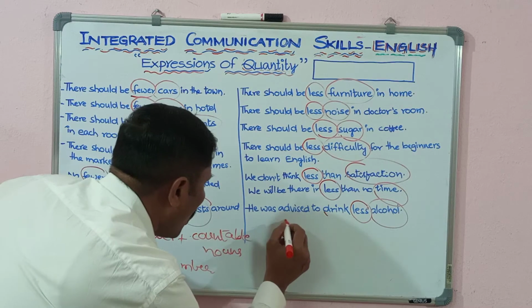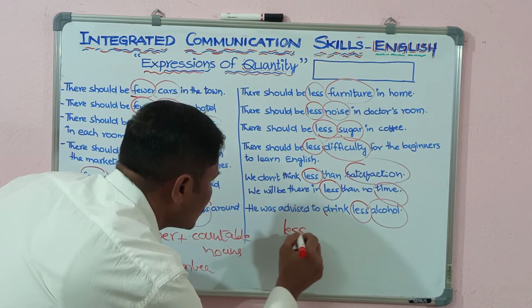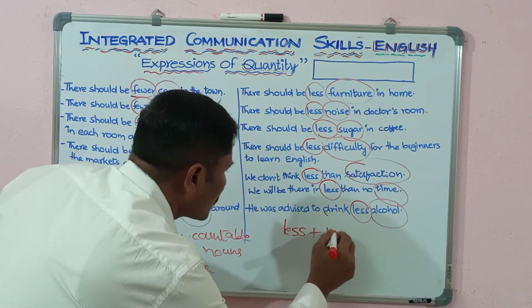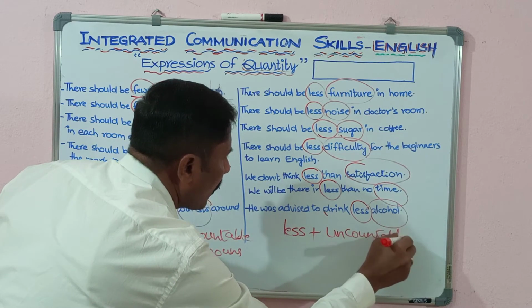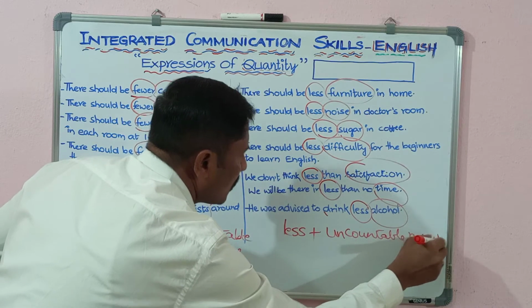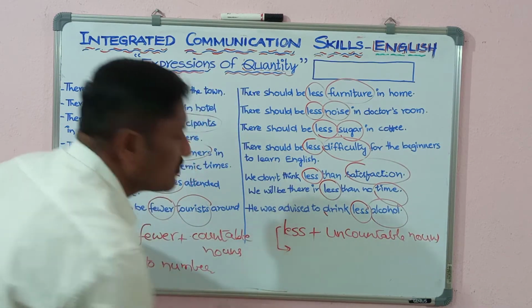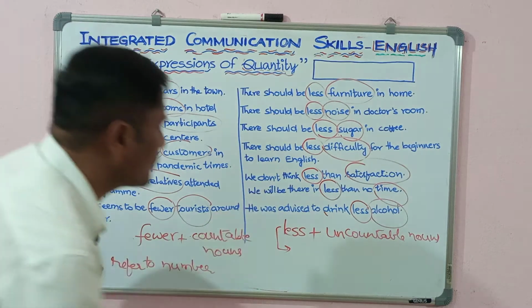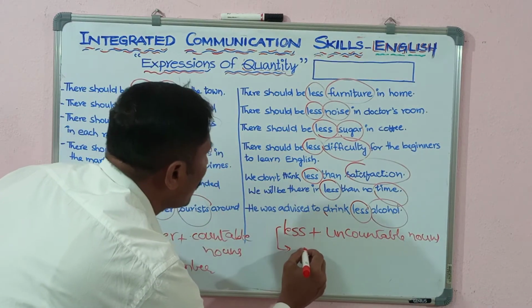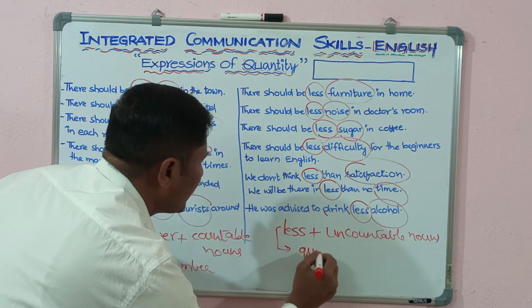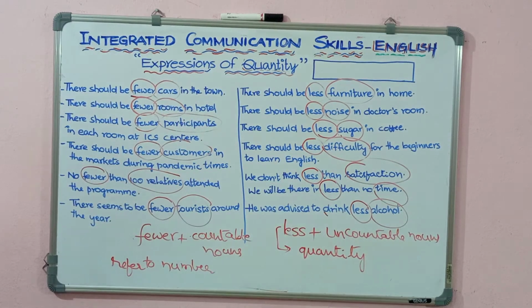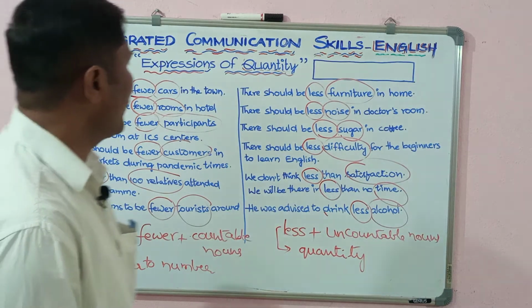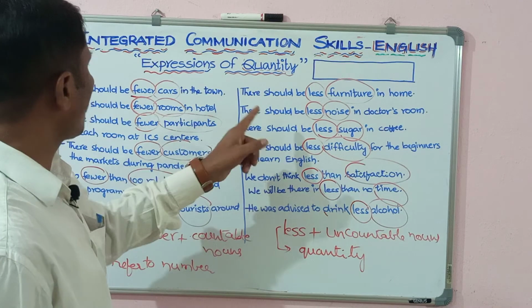So here in all these sentences, less is used with uncountable nouns. So when we use less with uncountable nouns, it refers to quantity.